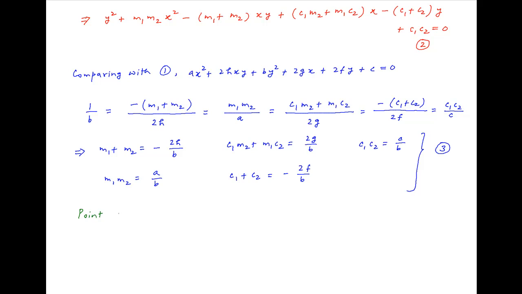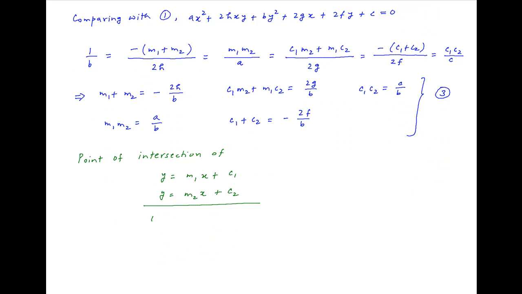Next, we will determine the point of intersection of these two straight lines, whose equations are y = m1x + c1 and y = m2x + c2. Taking the difference of the two equations, we get 0 = (m1 - m2)x + c1 - c2, and therefore, x = (c2 - c1) upon (m1 - m2).